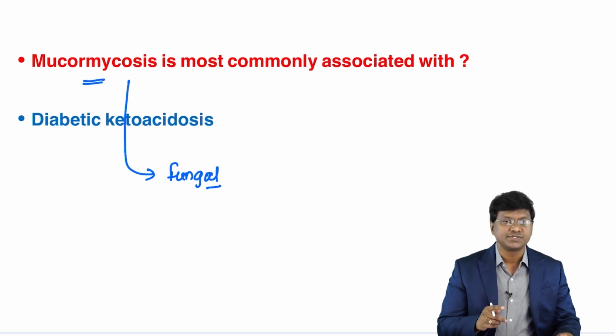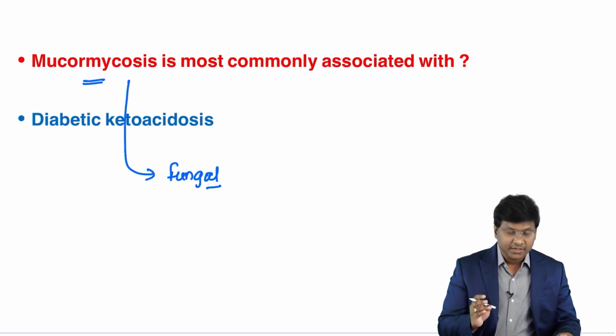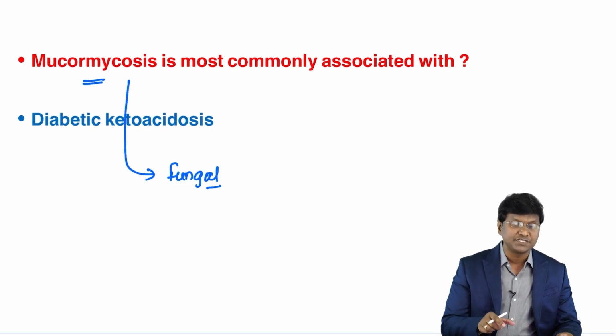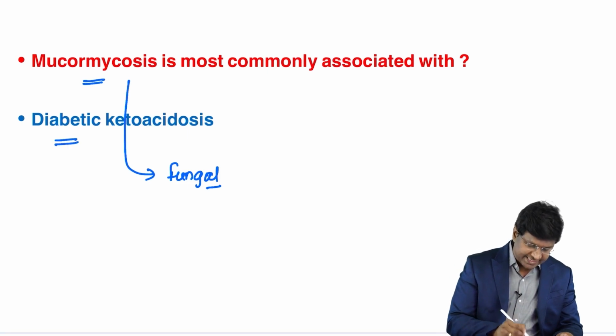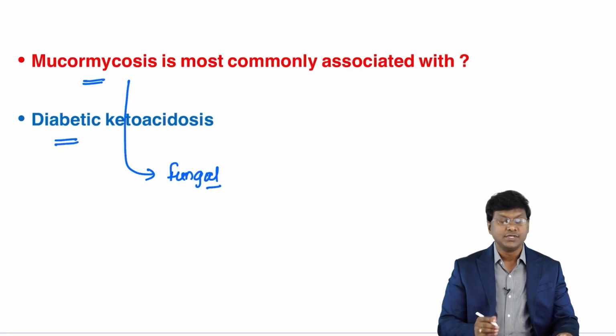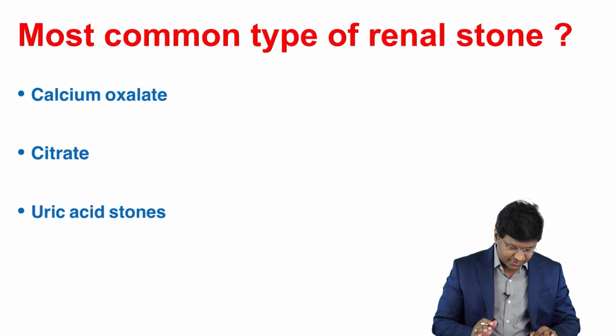Fungal infections are commonly associated with diabetes mellitus, or with individuals who are immunocompromised. That immunocompromisation would be either HIV or a patient on steroid therapy. But the answer among the options which have been given to you is diabetic ketoacidosis, right? Most commonly associated with diabetic ketoacidosis.